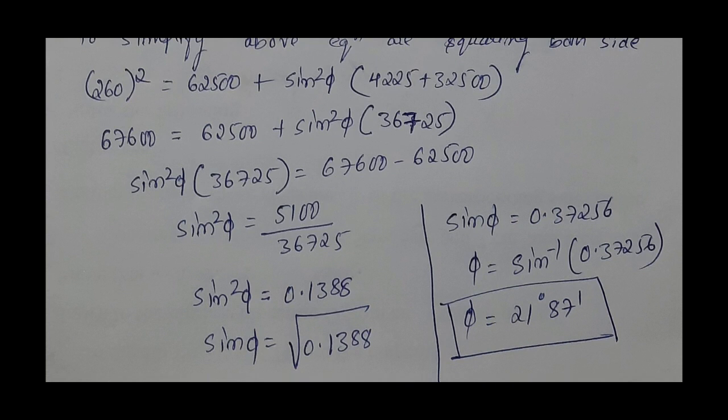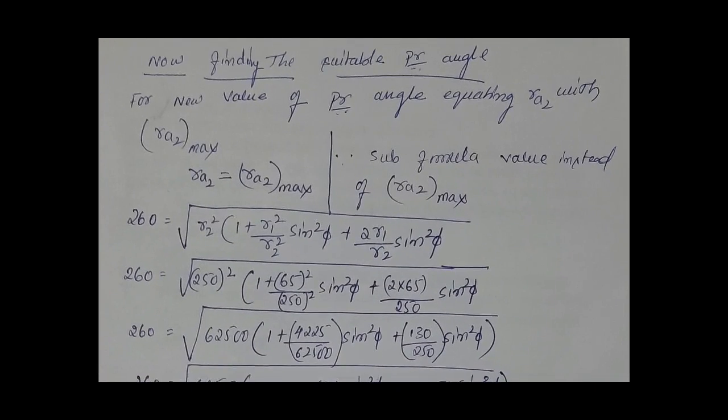That is the indication of what the pressure angle should be: 21 degree 87 minute for the particular problem we are discussing. A pressure angle of 20 degrees will cause interference. If the pressure angle is 21 degree 87 minute, interference won't occur for this particular problem. Hope you got the concept I explained.